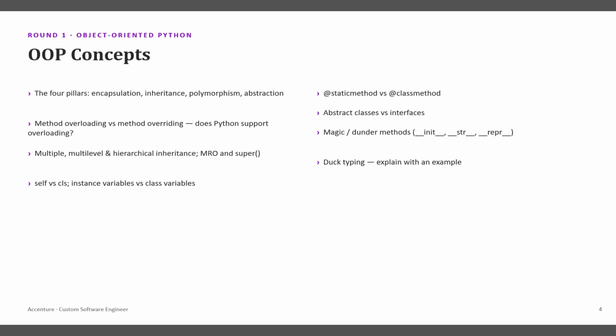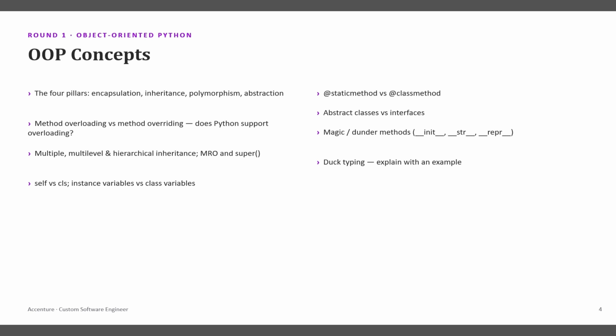Section 2, Python OOP. Now let's move to object-oriented programming in Python. This is where a lot of interviews go deeper. They'll ask you to explain the 4 pillars of OOP: encapsulation, inheritance, polymorphism, and abstraction. And trust me, just defining them isn't enough. Have a one-line code example ready for each. Then, method overloading versus method overriding. And the follow-up question that catches people off guard. Does Python actually support method overloading the way Java does? Spoiler. Not natively, and you should explain why.